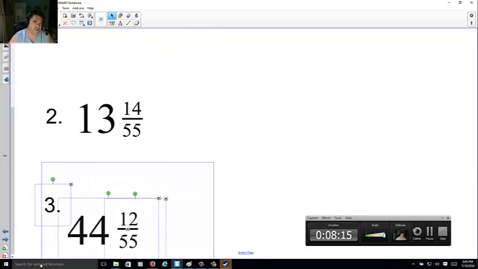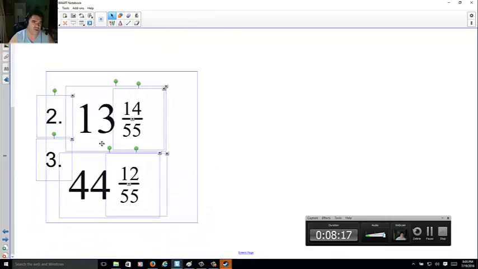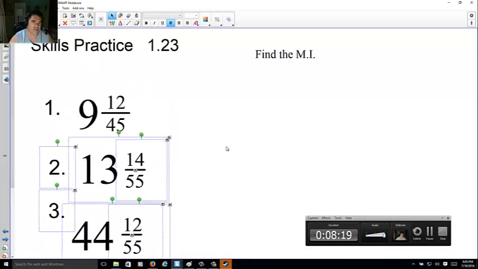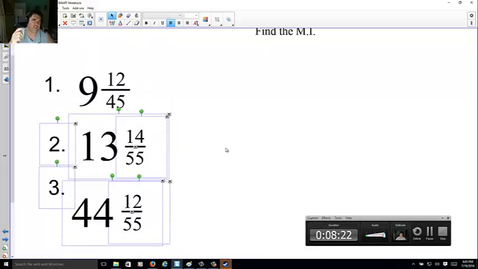Skills practice time. There's 3 of them. Let me move this a little closer so you can get them all in one pause. Go ahead and pause this time. Let's see how you did.